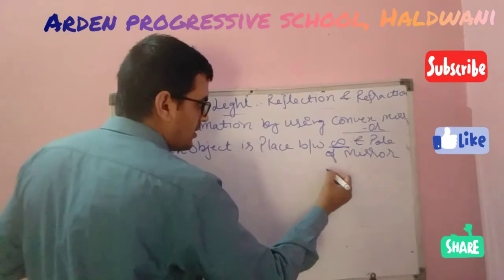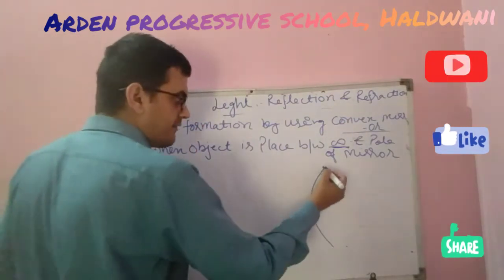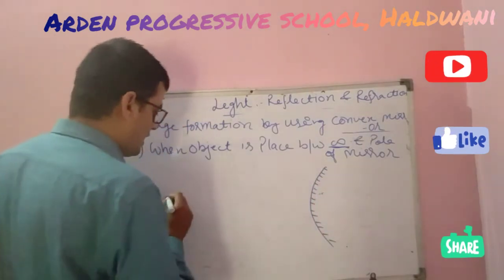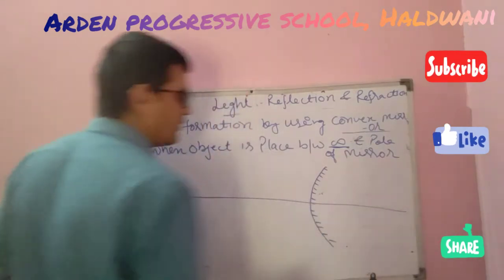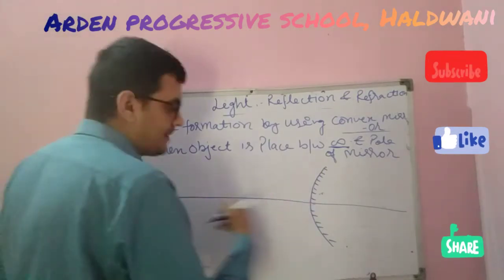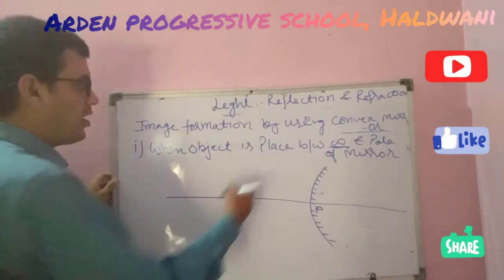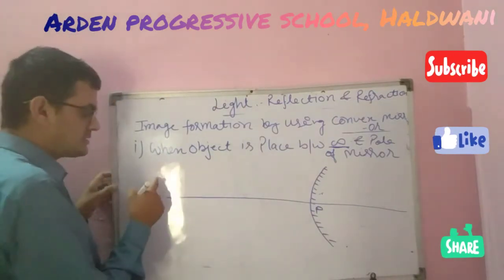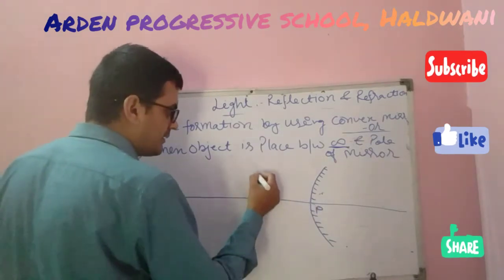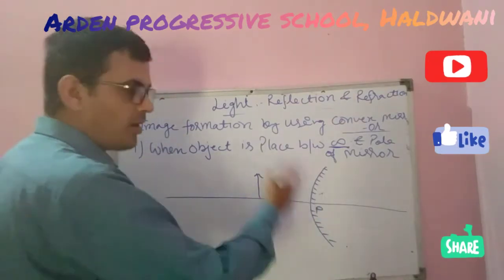So first we will draw the convex mirror. A convex mirror is one whose outer surface is reflecting and inner surface is coated. This is the convex mirror, and this is the principal axis, and this one is the pole. Let us suppose this one is infinity and this one is the pole. So we have placed the object here, in between infinity and the pole of the mirror.